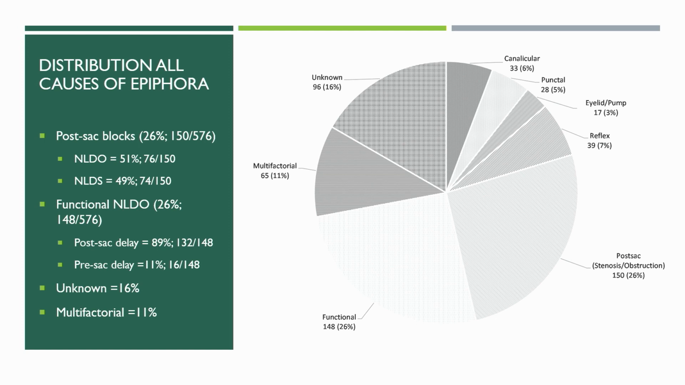In terms of results, as you can see from the pie chart, post-hoc blocks were the most common cause of presentations, which is consistent with previous reports, almost 26%, with an almost equal number of nasolacrimal duct obstruction and stenosis cases. Interestingly, we found that non-anatomical or functional obstruction cases were just as common as anatomical nasolacrimal duct blocks, which were also 26%. Among the functional cases, post-hoc delays were more common than pre-hoc delays, 89% versus 11% of the total. Regarding other causes of epiphora, 11% of the causes were multifactorial and 16% of all epiphora causes were unknown.